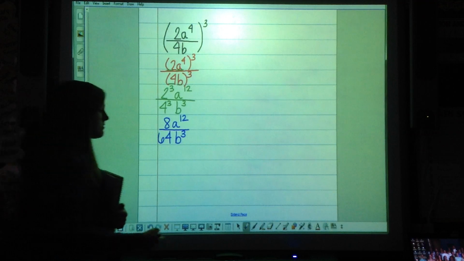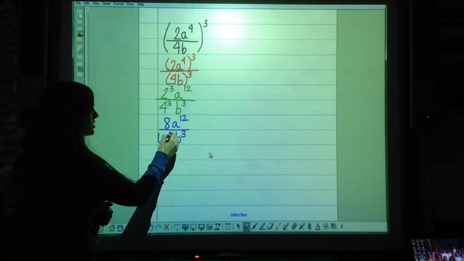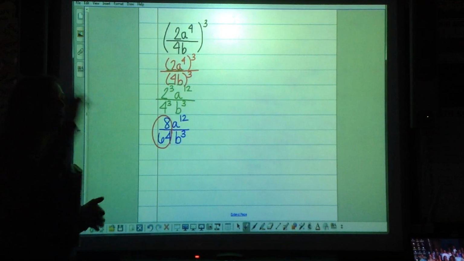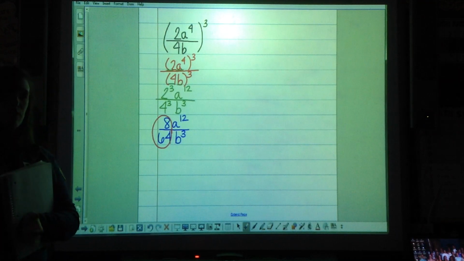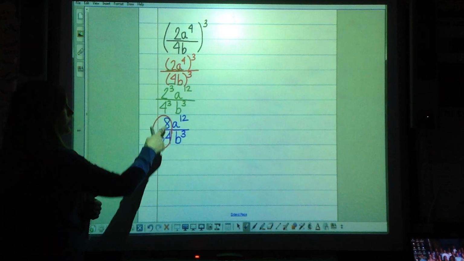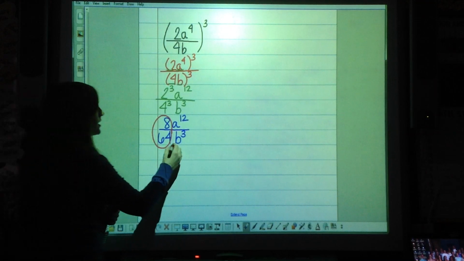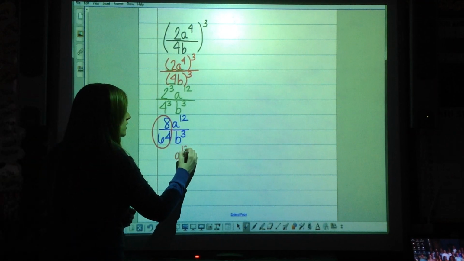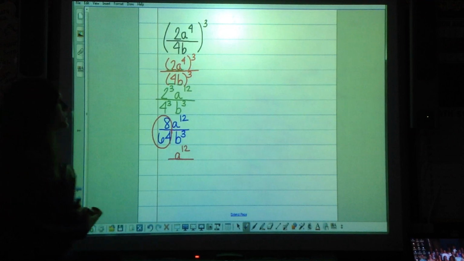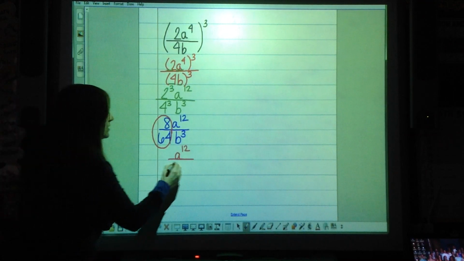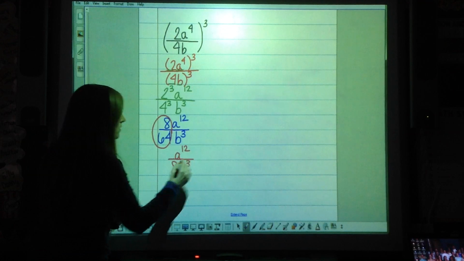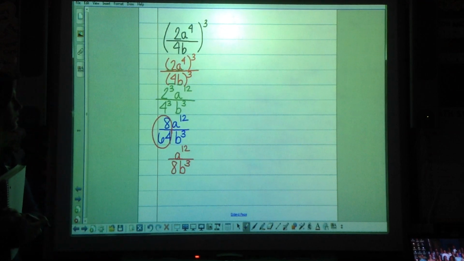But the 8 over 64, you have to think of this as a fraction. I'm thinking of it as 8 over 64. I can reduce that fraction. I can take an 8 out of the numerator and an 8 out of the denominator. 8 divided by 8 is 1, so in the numerator I can have 1 8 to the 12th, or just 8 to the 12th. And 64 divided by 8 is 8. And then that's as far as you can go.